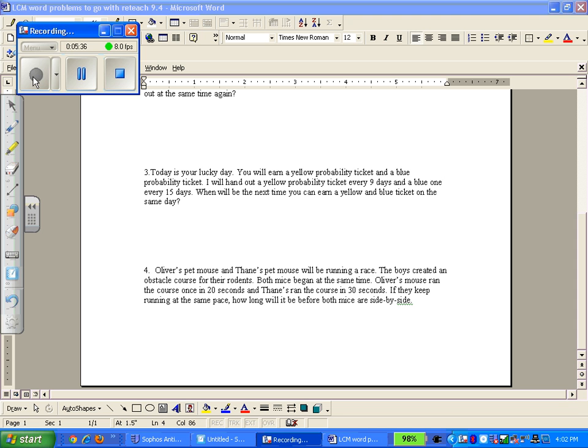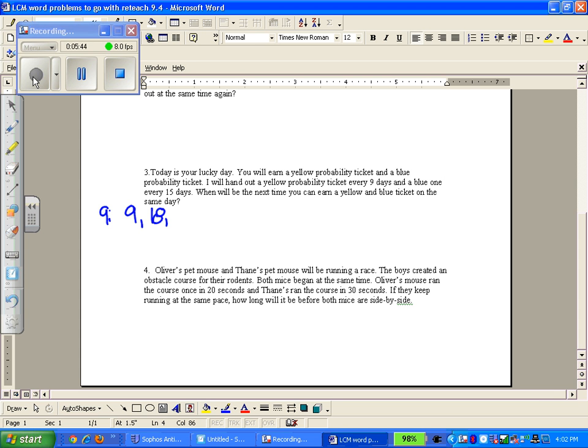Let's list the multiples first. So, we take a look at the multiples of 9. We can go 9, 18, 27, 36, 45. We'll stop there. Let's take a look at the multiples of 15. We have 15, 30, 45. Well, there we go. They have 45 in common. The least common multiple equals 45, which means that in 45 days, you'll be able to earn a yellow and a blue probability ticket on the same day.